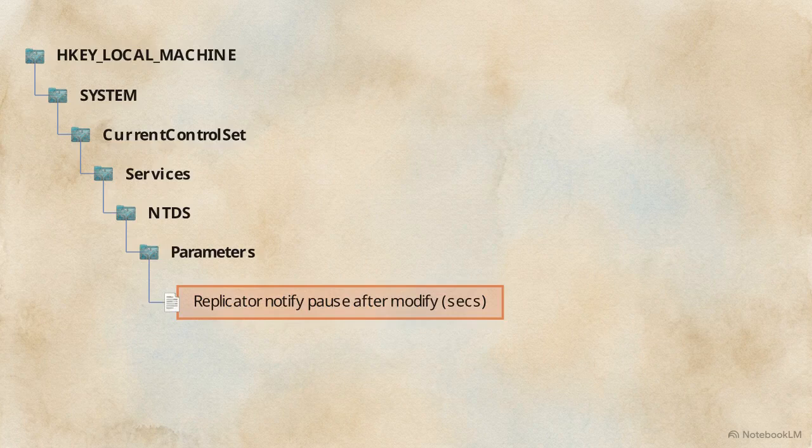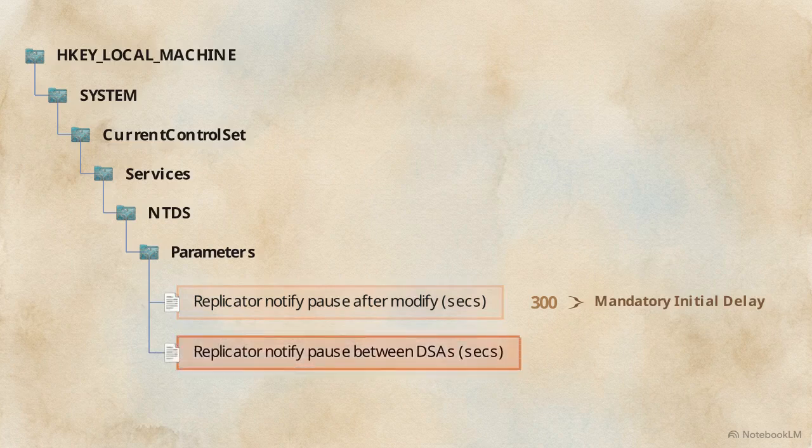This entry serves a single function. It defines the mandatory delay a domain controller must observe before sending its very first change notification to its replication partners. In Windows 2000, Microsoft assigned this entry a default value of 300 seconds. Immediately below it sits a second necessary registry entry, Replicator Notify Pause Between DSAs Secs. This entry governs the pacing of sequential updates. Once the initial notification is sent, this timer enforces a delay before sending each subsequent change notification to any remaining partners. The default value assigned to this subsequent delay entry is 30 seconds.